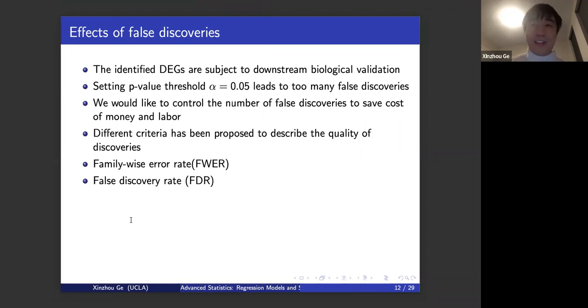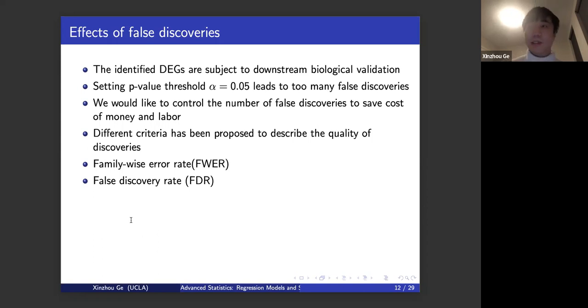First of all, I would like to mention why we need to solve the problem, why we want to get rid of those false discoveries. The identified DE genes from the DE analysis will be subject to downstream biological validation. So we will do experiments to see whether these genes do have some biological functions related to the condition, for example, disease or the cell types. And these experiments will cost money and labor.